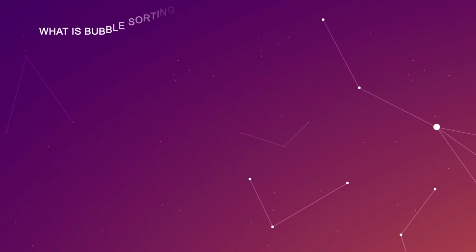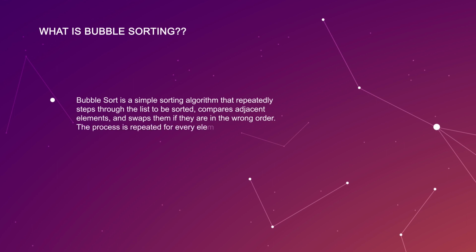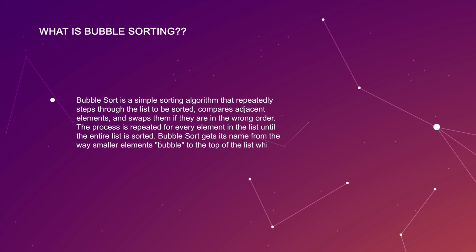First of all, we will discuss what is bubble sorting. The bubble sort is a simple sorting algorithm that repeatedly steps through the list to be sorted, compares adjacent elements and swaps them if they are in the wrong order. The process is repeated for every element in the list until the entire list is sorted. Bubble sort gets its name from the way the smaller elements bubble to the top of the list while larger elements sink to the bottom.